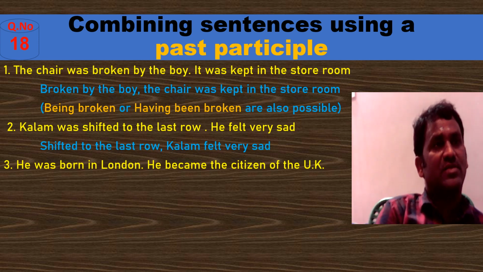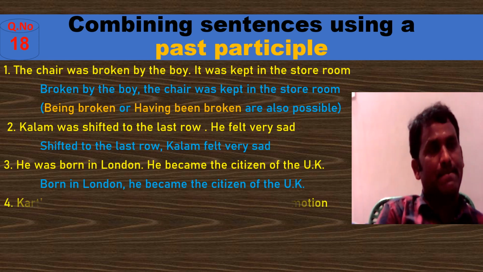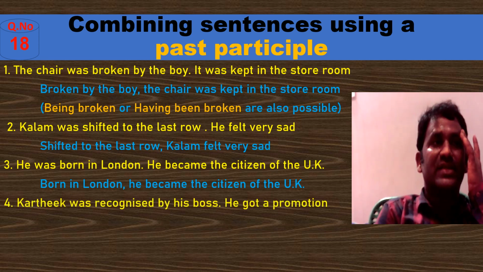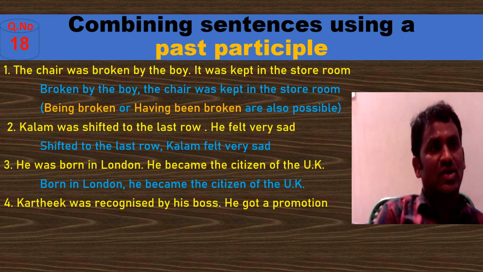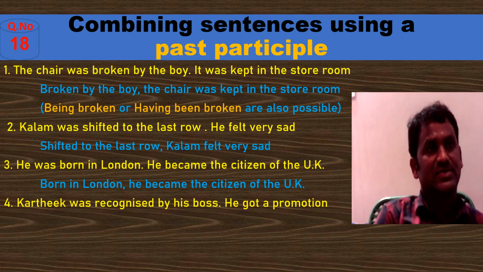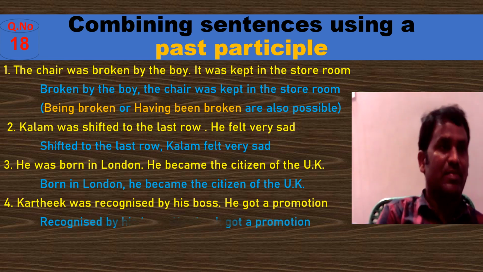Let us see. What is the verb here? Born. Bear, bore, born. Verb third form is there. Let us start with the verb third form. Born in London, he became a citizen of the UK. Fourth one. Karthik was recognized by his boss. He got a promotion. What is the verb in the first sentence? Recognized. So recognized by his boss, he refers to Karthik. So Karthik. Recognized by his boss, Karthik got a promotion.